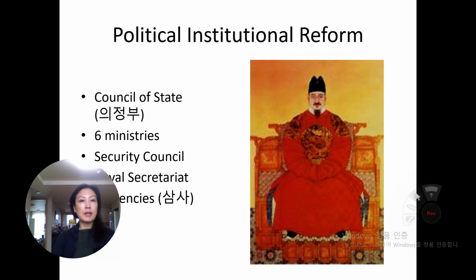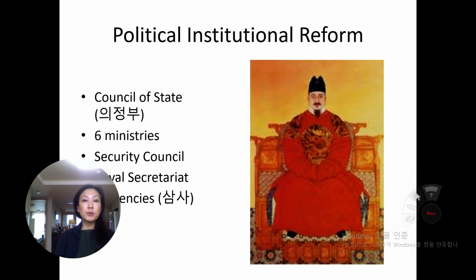They created a Council of State, and this Council of State was for policy formation, and they reported directly to the king. And then there were 6 ministries that were formed. Again, these were to report to the king, a new security council, a royal secretariat. The royal secretariat was responsible for document transfer between the throne and the government. And again, this agency reported directly to the king.